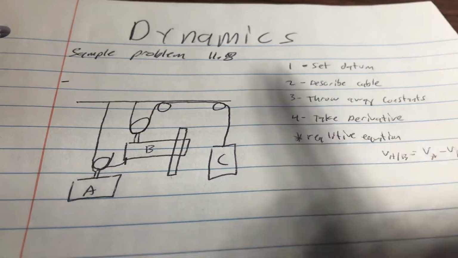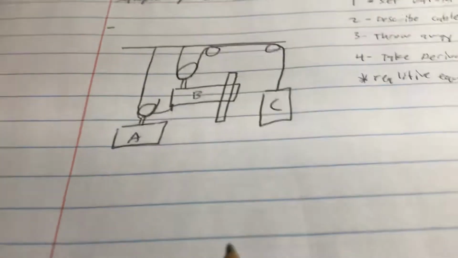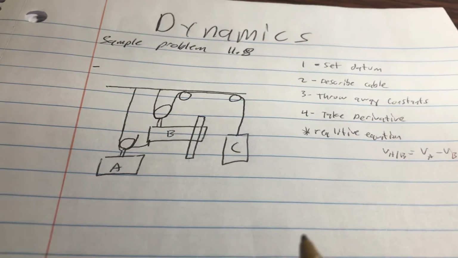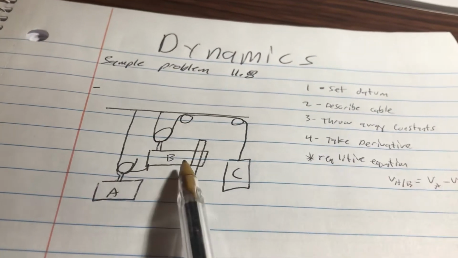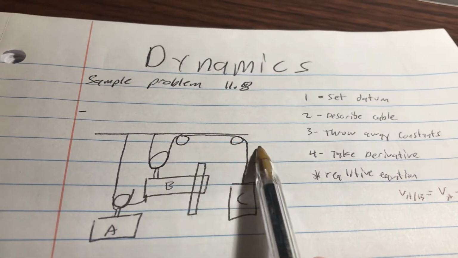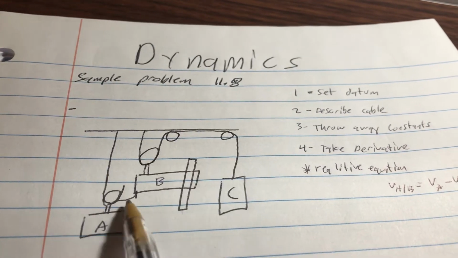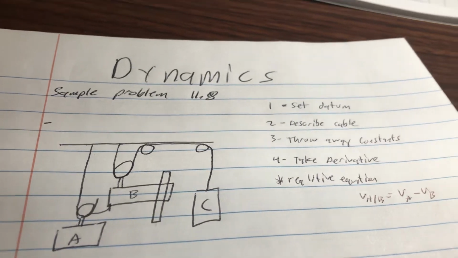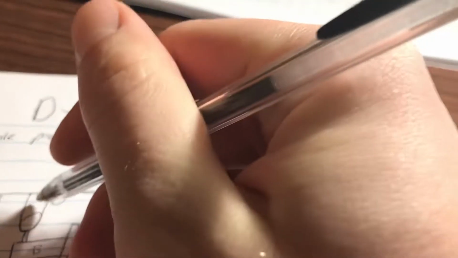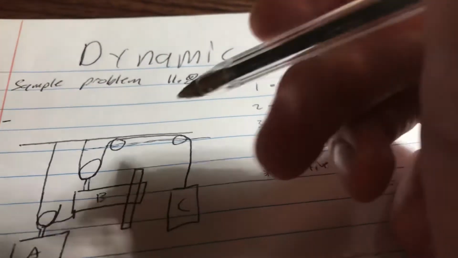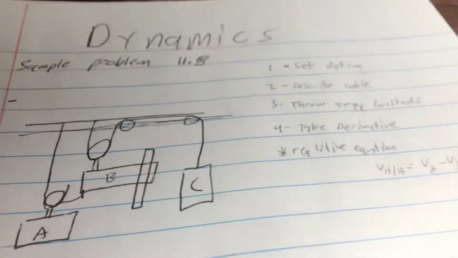So set the datum. The datum means that it has to be somewhere that doesn't move. On this system, the only parts that don't move are the top two pulleys because they're tied to the wall. All of this stuff can move. So I'm going to draw this dotted line all the way across, right there, datum.